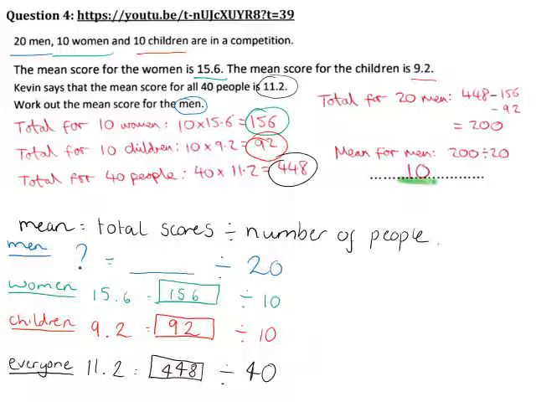So to be able to work out the mean for the men, I need to first of all be able to work out what needs to go in this blue section here. So I know the total score for everyone, and I know that for women and for children. So to get what I need for men, I need to do everybody, 448, take away the 92, take away the 156. So then we should end up with 200 here. So the final answer that I needed was this question mark here, which is now 200 divided by 20. So 200 divided by 20 is 10.